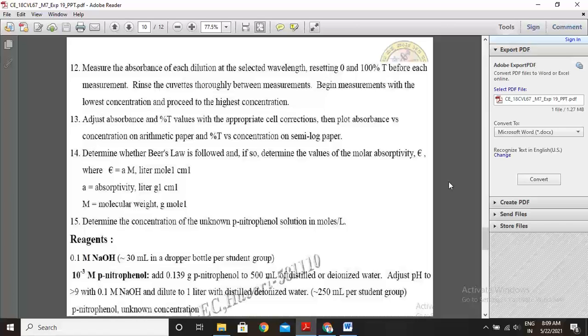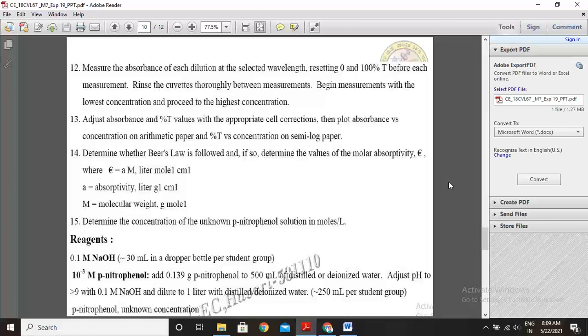Then determine whether Beer's law is followed, and if so, determine the value of the molar absorptivity epsilon, where epsilon is a times M, in liter per mole per centimeter. Small a is absorptivity, liter per gram per centimeter. M is molecular weight, in grams per mole. Then determine the concentration of the unknown p-nitrophenol solution in moles per liter.